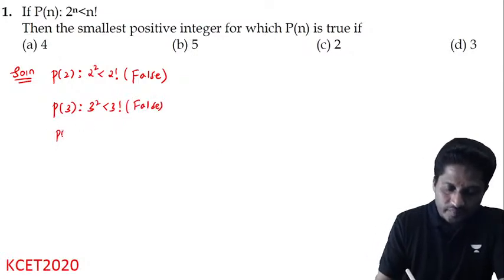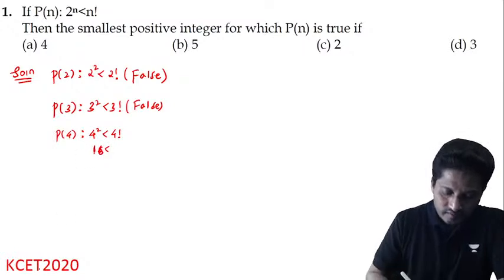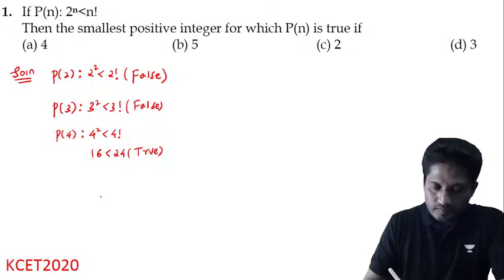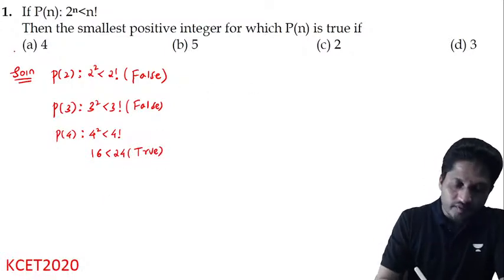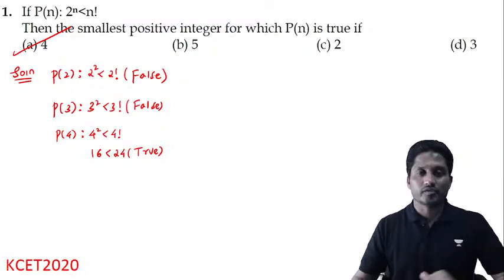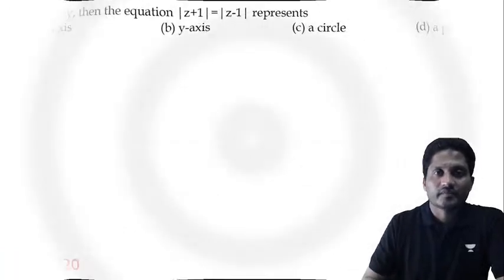Suppose I take P of 4. 4 square is less than 4 factorial. 16 is less than 24, since 4 factorial is 24. So 16 is less than 4 factorial 24, which is true. So the least positive integer for which P of n is true is 4. Let's move to the next question.